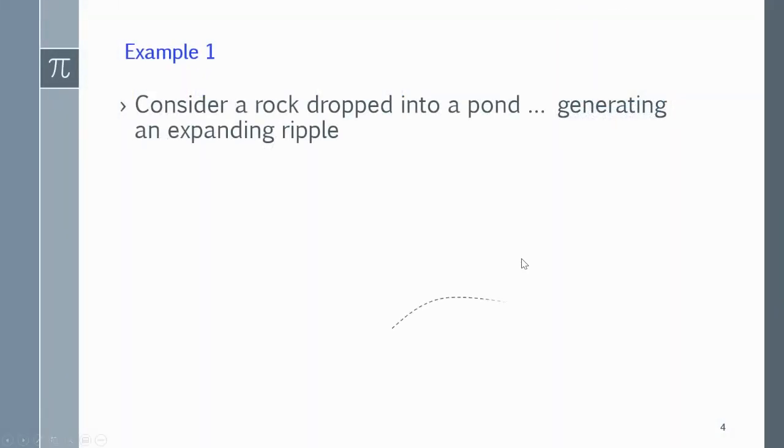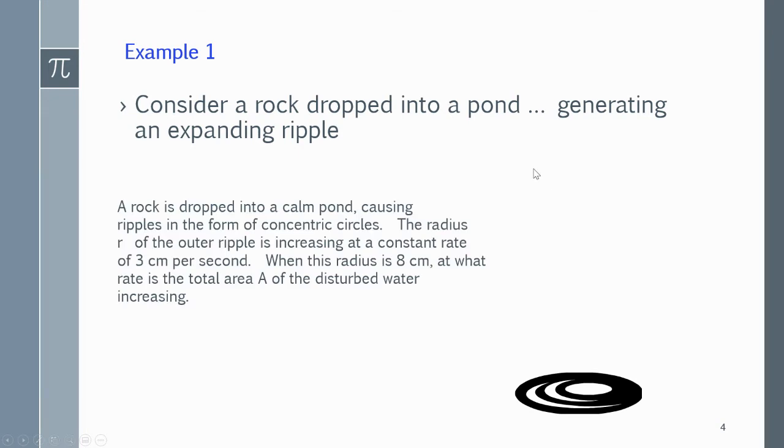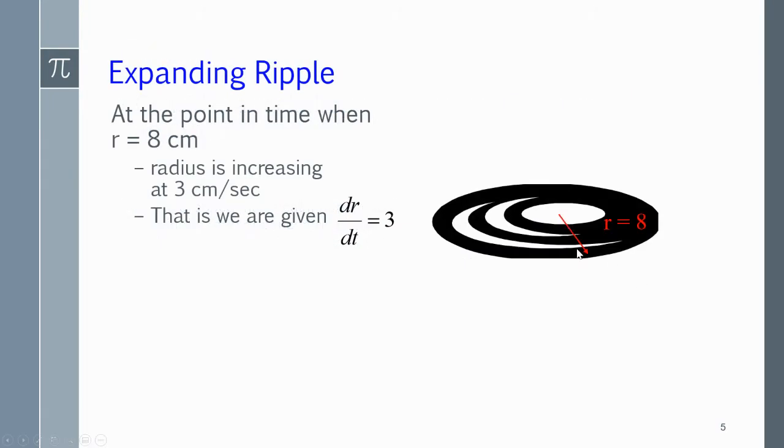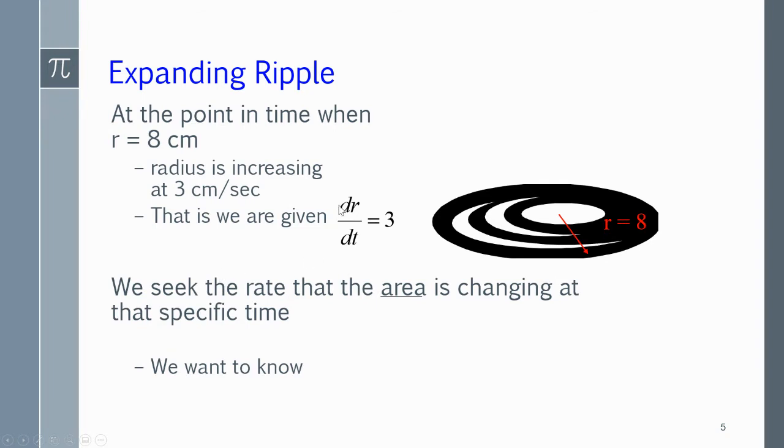Our first problem will be that we have a rock dropped into a pond, thus generating an expanding ripple. We know that the radius of the ripple changes at 3 centimeters per second, is getting bigger and bigger. And we want to find how the area changes. So dr/dt is 3, it's positive because it's increasing, and we wish to find dA/dt.